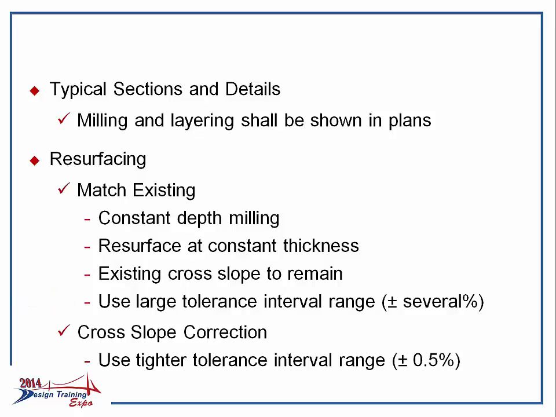In cross slope correction situations, a variable depth milling will be the first option that the subassembly attempts to try to achieve the desired or designed cross slope. This is controlled by using a tighter tolerance range on the amount of cross slope tolerance. For example, the exhibits in the Plans Preparation Manual show a plus or minus 0.5% tolerance for the design cross slope. After that 0.5% tolerance, then variable depth milling is appropriate.